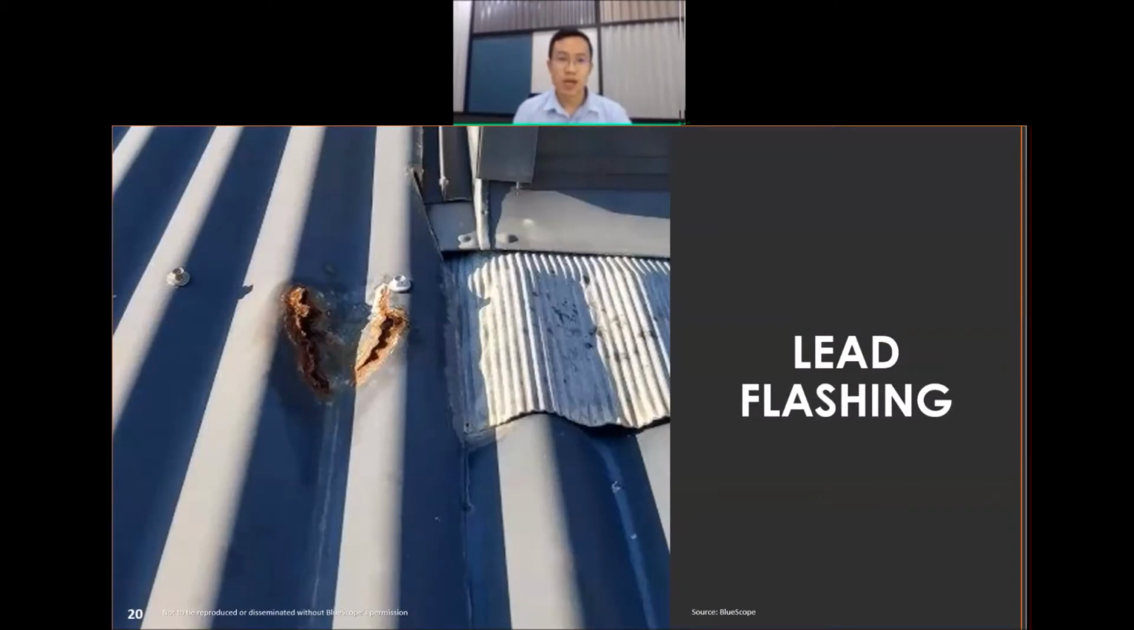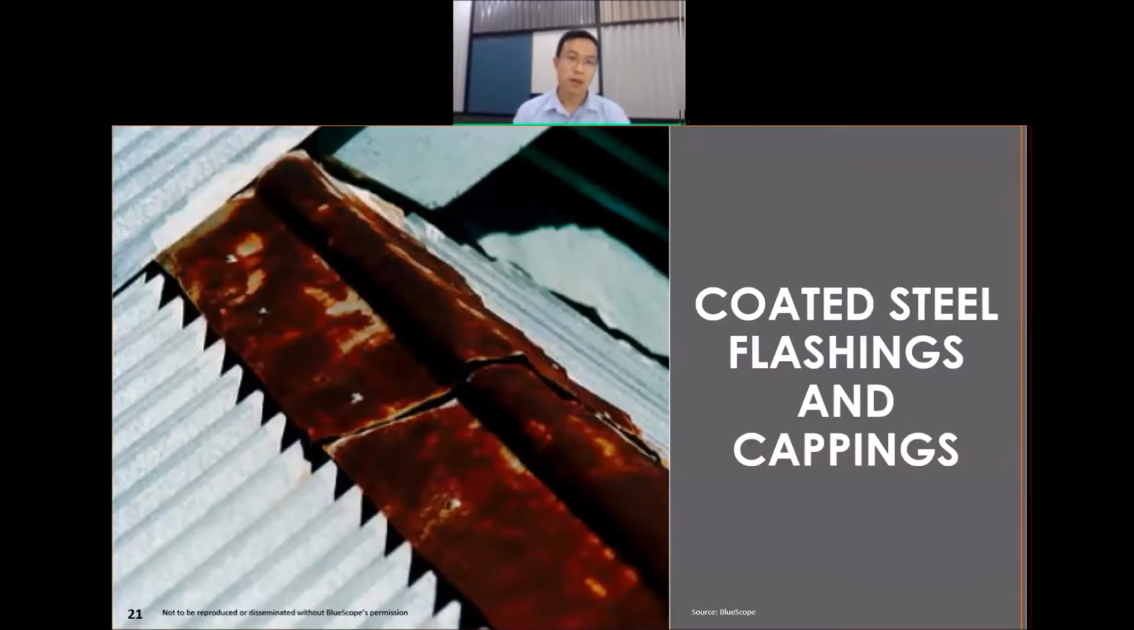So lead flashing itself, if it's paired up with steel, of course, if you recall the galvanic series, it is positioned on a much more noble side. So that's why steel is rusted preferentially. Of course, aside from lead, nowadays we see different types of coated steel used as flashing and capping.